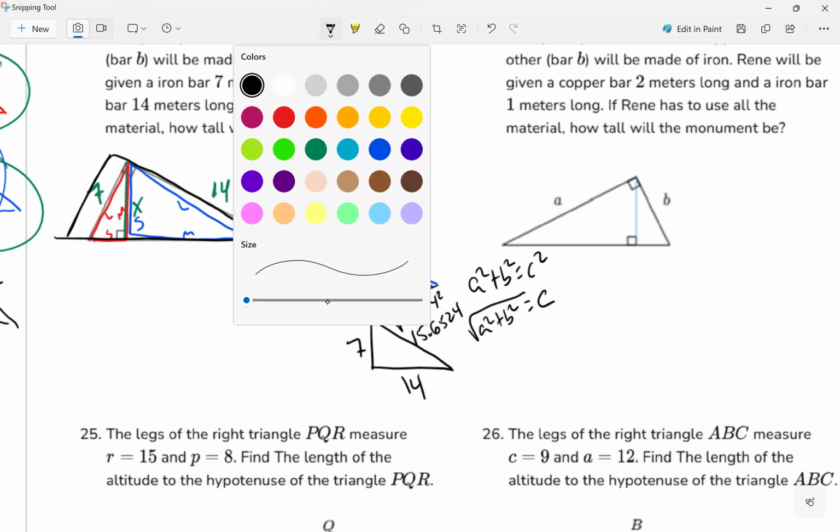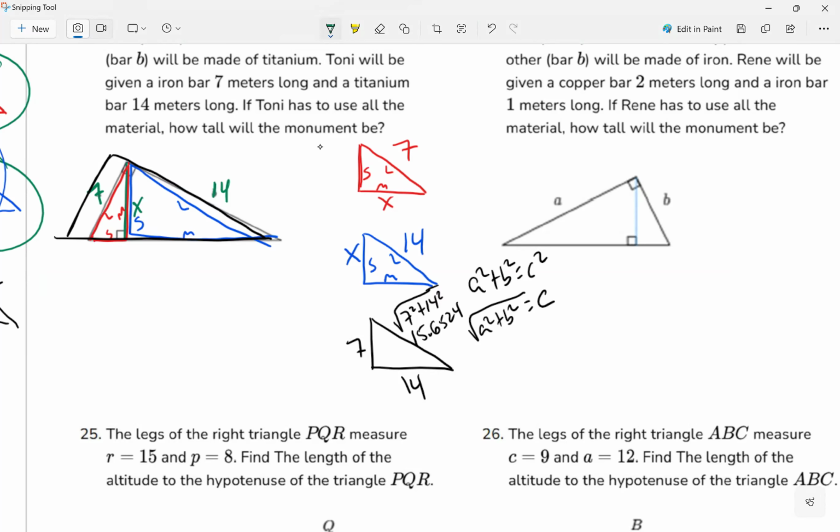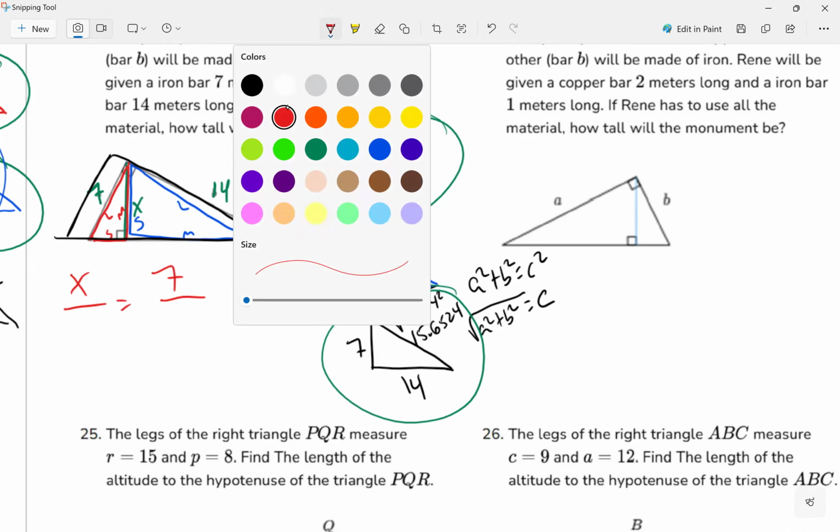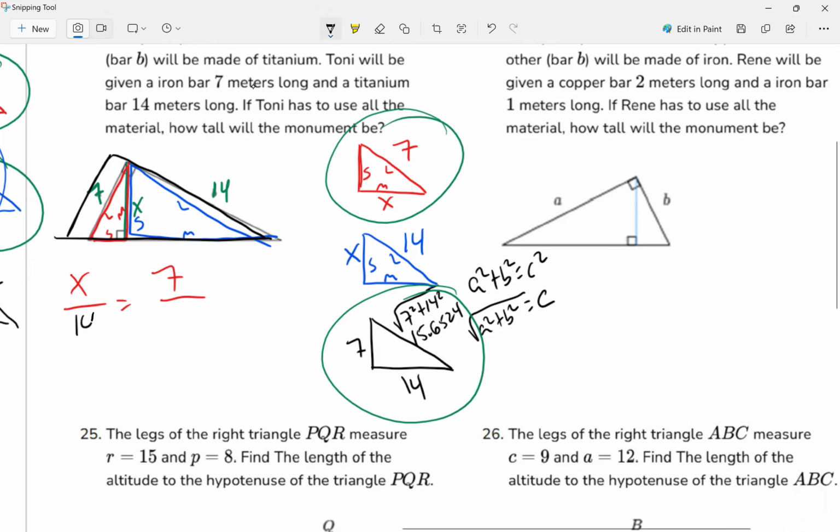Which one should I use? Let me use these two triangles. From the red triangle, I have the measurements X and 7. I wrote X first because X is smaller than 7. Now X goes with 14 from the black triangle. 7 goes with 15.6524.